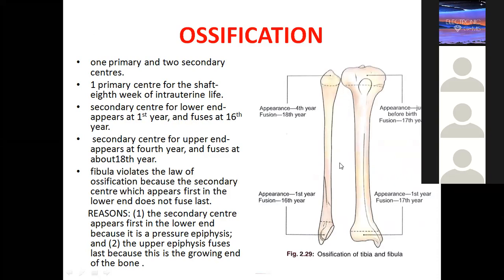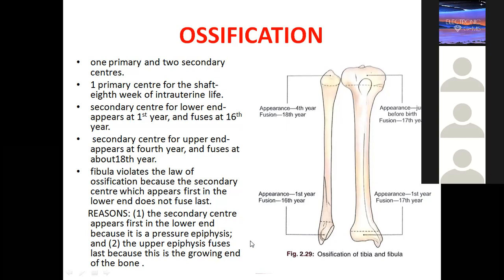So the fibula is violating the law of ossification, because the secondary center which appears first in the lower end does not fuse last. What does it mean? The center which is appearing first, at the lower end, appears at 1st year, but it should actually fuse last, yet it is fusing at 16th year only. That is why it is violating, because this is a pressure epiphysis.